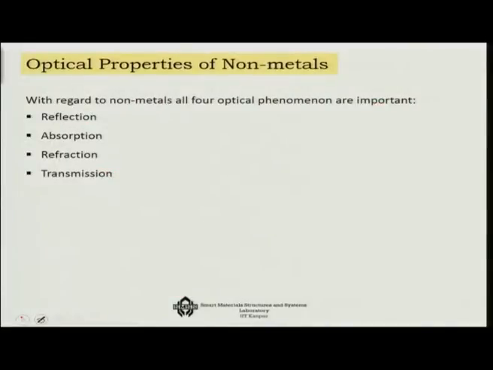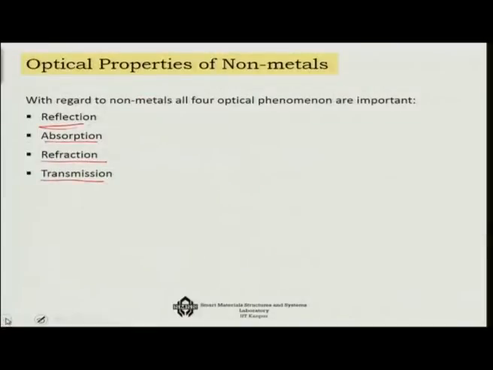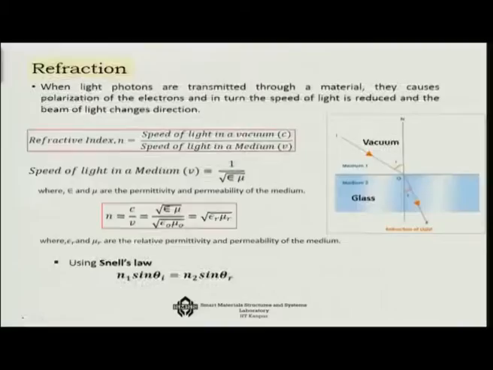Now, we will talk about the non-metals. So, with regard to non-metals, 4 optical phenomena are important: reflection, absorption, refraction and transmission. So, let us look into them one by one. First of all, we will talk about the refraction of a system.